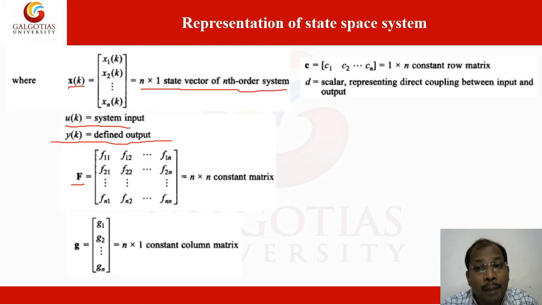We have to apply a sampler and then quantization to the continuous system, and then we can get the F, G, C and D system matrices. You can see that the size of F is n by n, G is n by 1, and C is 1 by n. Here we consider only one input and one output. Based on this, these are the representations of the state space.